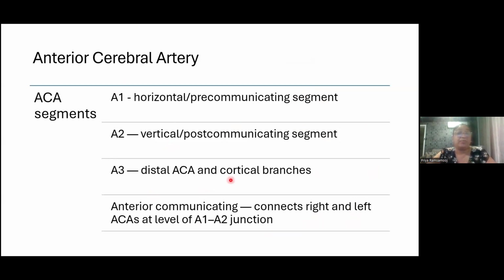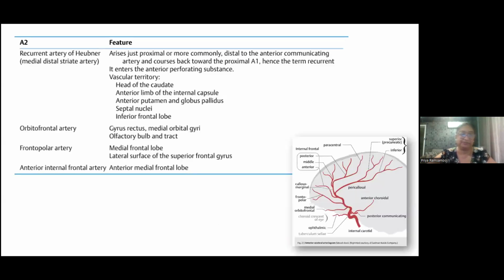So A1, pre-communicating segments, in essence, you have 12 perforating arteries coming from this, and these are called the medial lenticulostriate arteries coming from A1. And they course posterior superiorly to the anterior perforated substance to supply the optic nerve, the optic chiasm, the anterior hypothalamus, the septum pellucidum, and the anterior commissure. And remember, the anterior communicating connects our right and left ACAs, usually at the level of A1 to A2 junction.